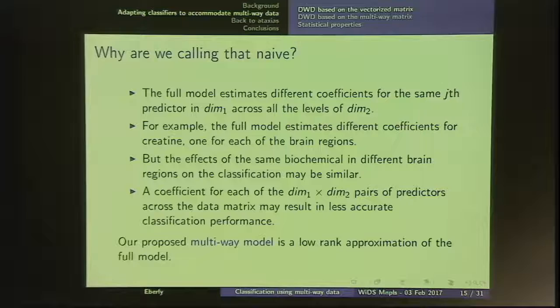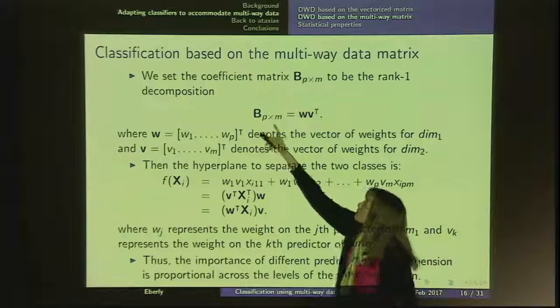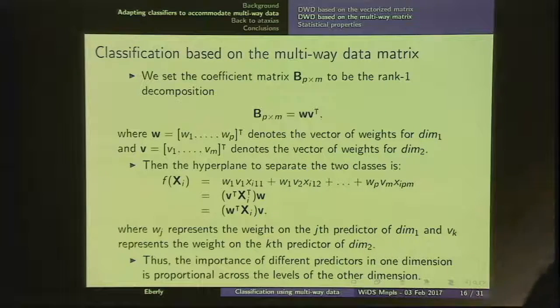So our proposed approach, specifically to take account of the underlying multi-way data, is a low-rank approximation of that big coefficient matrix B. So we start with a rank 1 decomposition. So we assume that our coefficient matrix B can be decomposed into the outer product of two vectors, W and V. W is going to denote the vector of weights or coefficients for my dimension 1 predictors. V is going to denote the vector of weights or coefficients for my dimension 2 predictors.